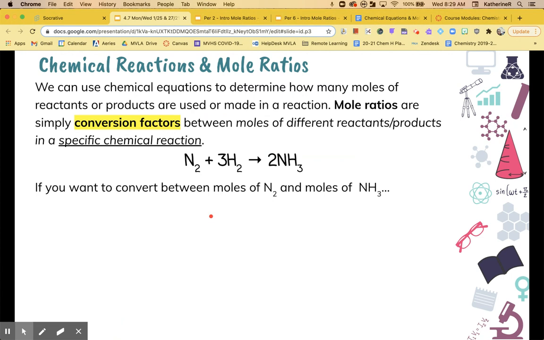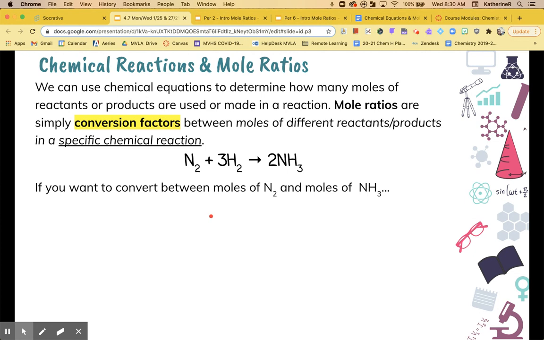And so why are mole ratios useful? Because they are conversion factors, right? And that's what we've been working with the last kind of week and a half. So we've been thinking about different things as conversion factors, and mole ratios are simply conversion factors between moles of different reactants and products in a specific chemical reaction.